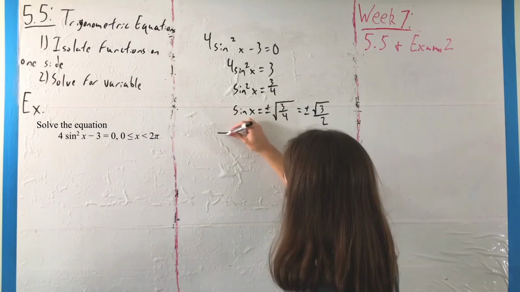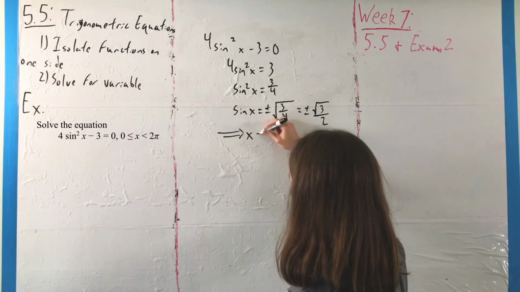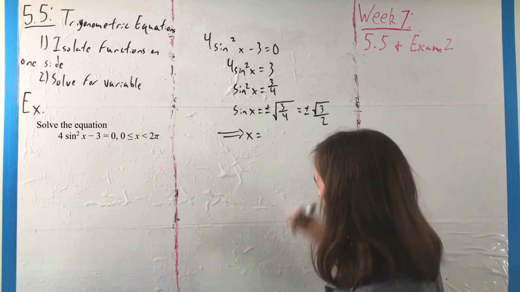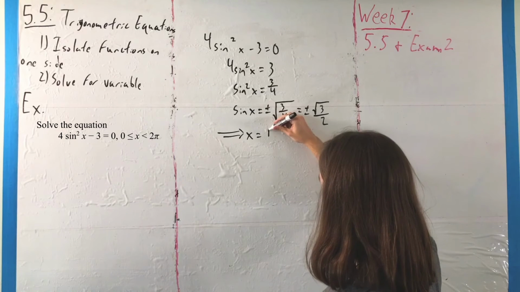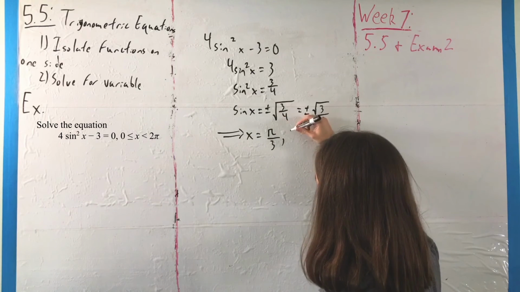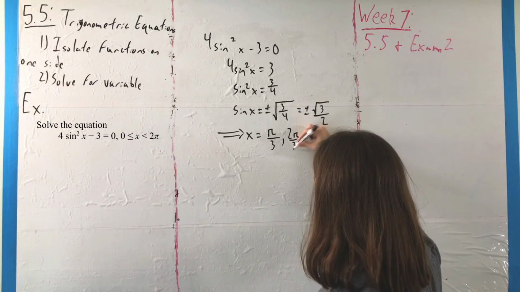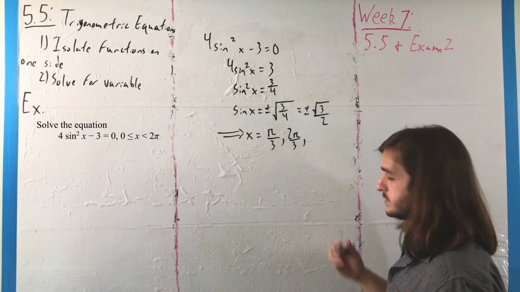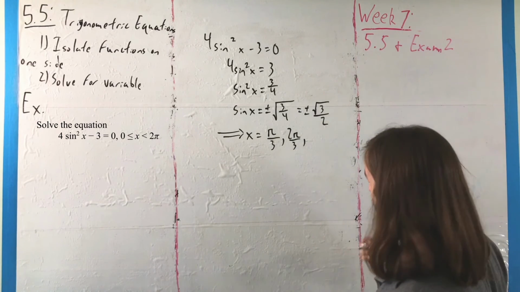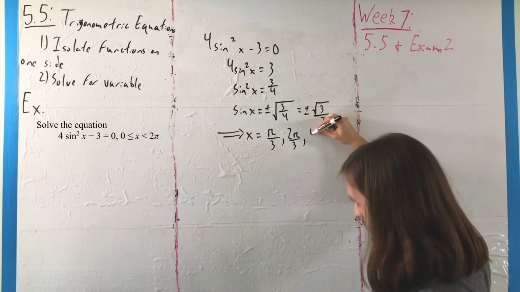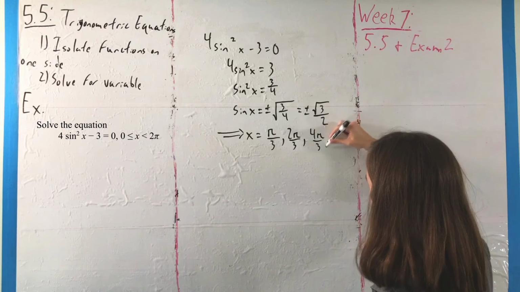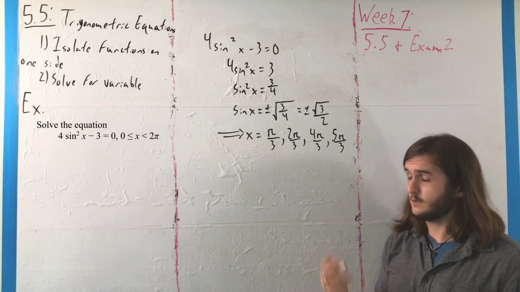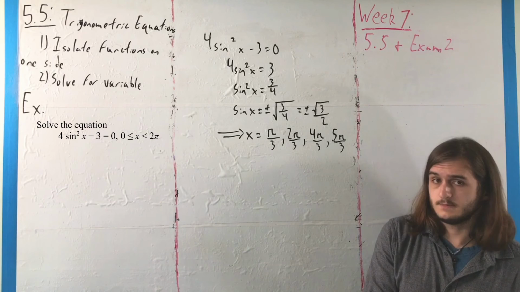That is, our possibilities for x can come from either positive root 3 over 2, which would occur in the first and second quadrant at pi over 3 and 2 pi over 3, as well as the values where root 3 over 2 is negative, which will happen on quadrants 3 and 4. That is, at the angles 4 pi over 3 and 5 pi over 3. But in the restricted domain, these are our 4 possibilities.